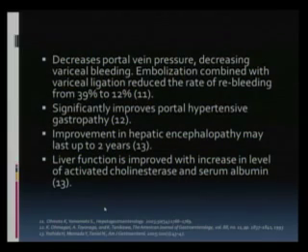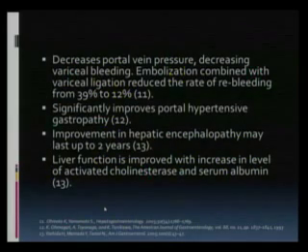It does decrease portal vein pressure. There are studies which have shown that when you do this with ligation, it decreases rebleeding. So in patients who cannot get a TIPS for some reason, or have a portal thrombus, or we cannot access the portal vein, you can actually decrease the portal pressure by embolizing a large volume of the spleen, especially the upper pole. It significantly improves portal hypertensive gastropathy, similar indication.